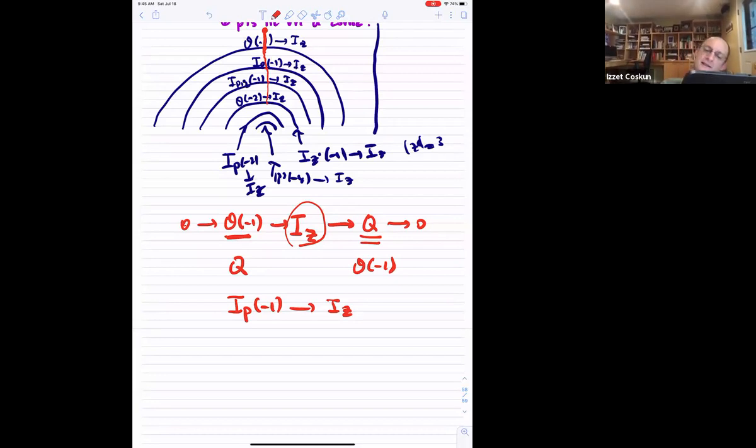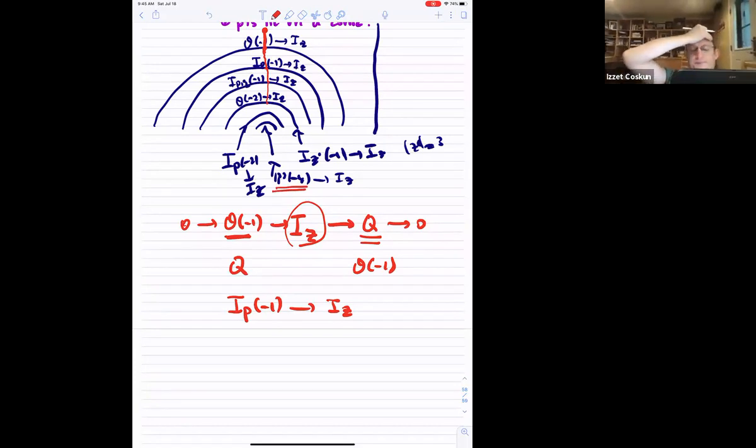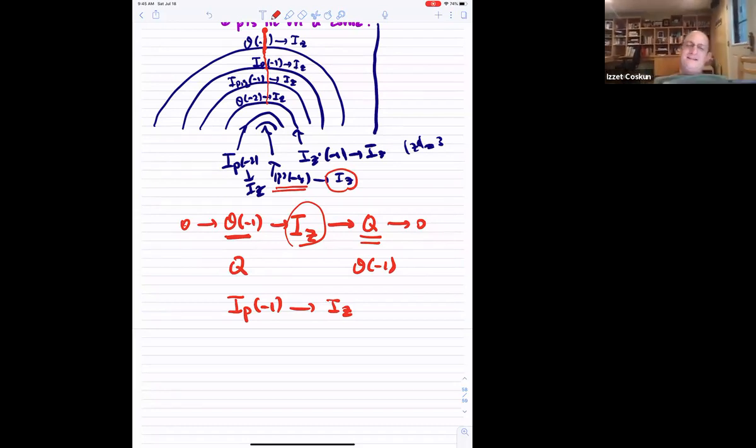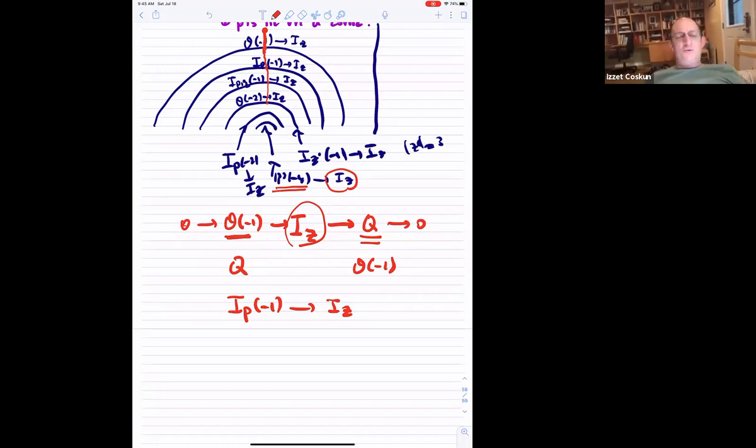Okay, and finally, when you hit this T_{P^2}(-4), what happens is that the ideal sheaves of all the schemes of length 7 admit a map from it, so that you destabilize the whole moduli space. Okay.